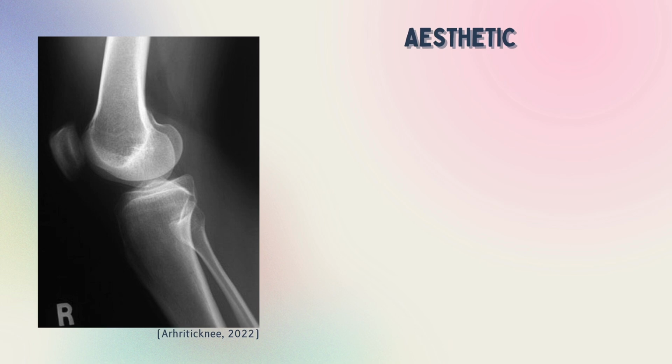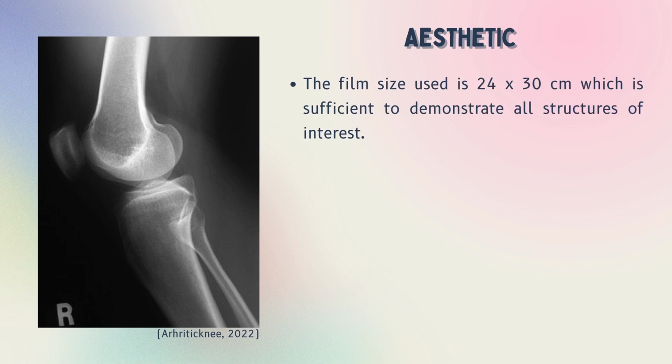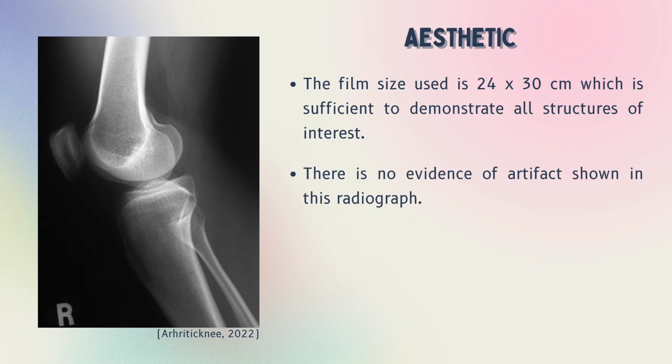Now, let us evaluate the aesthetic of this radiograph. Firstly, the film size used is 24 by 30 centimeters, which is appropriate because it includes all the structures of interest without cutting off any important structures. Secondly, there is no evidence of any visible artifacts in this radiograph.